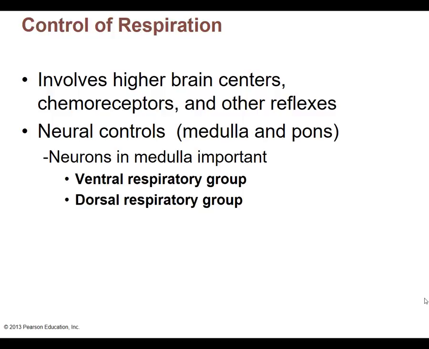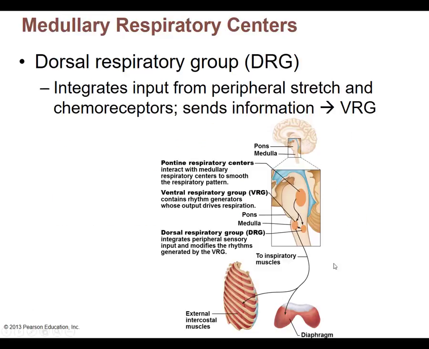Now, in the medulla, there are two little areas. If you remember, the medulla is really important because if you damage it, you die, because one of the things it controls is breathing. In the medulla, there's a ventral respiratory group and a dorsal respiratory group. This slide shows your medulla, the front of the body, and the back. Here's your ventral respiratory group and your dorsal respiratory group in the back.